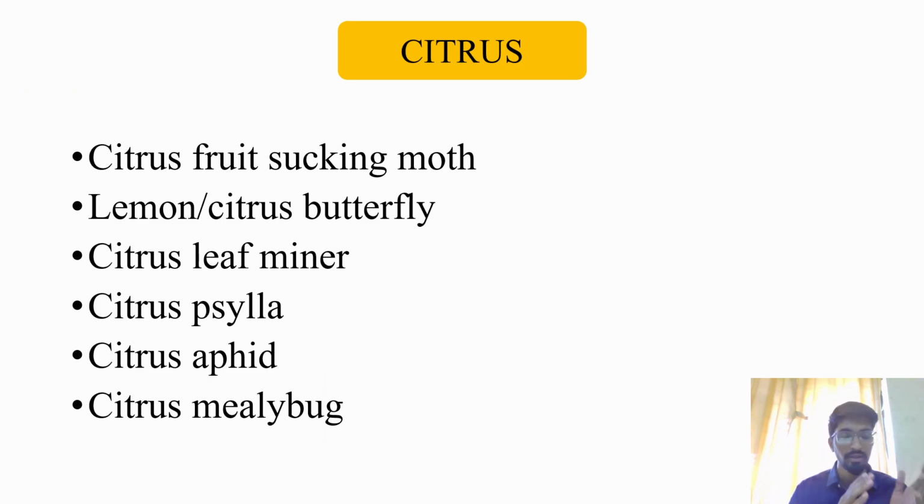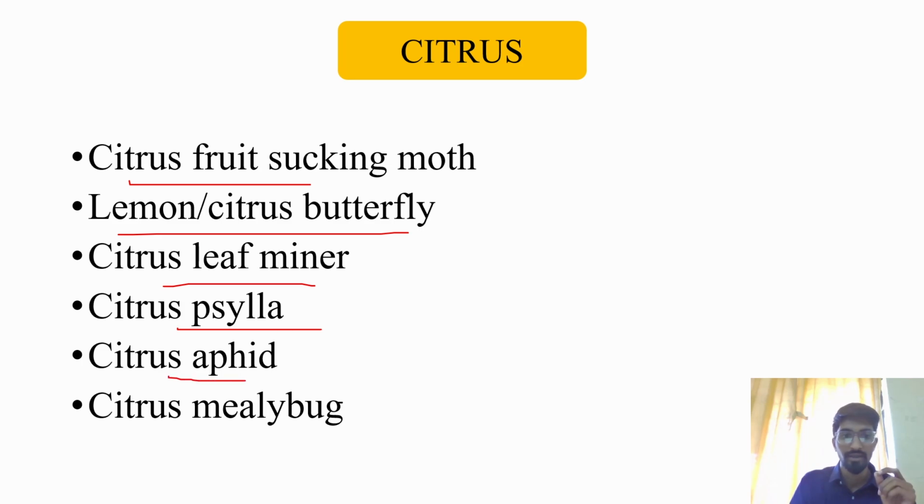Today we're going to focus on the pests that are affecting citrus. Here we'll discuss a few important major pests affecting citrus. The major ones are the citrus fruit sucking moth, the citrus or lemon butterfly, the citrus leaf miner, citrus psylla, citrus aphid, and citrus mealybug.